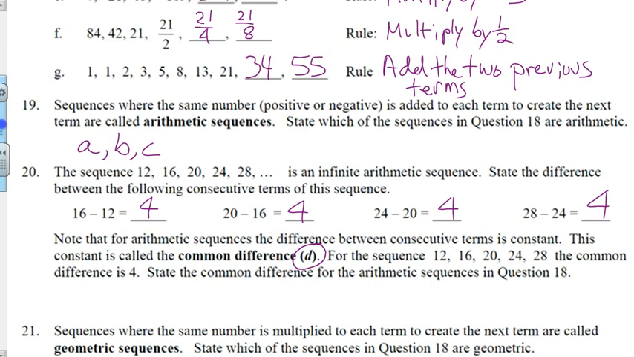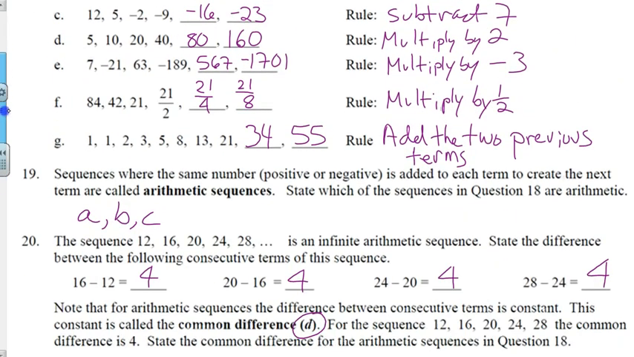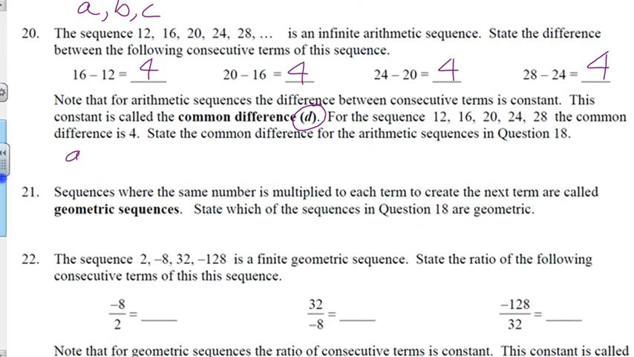State the common difference for the arithmetic sequences in question 18. So what's the common difference for A? What's the common difference for B? And what's the common difference for C? Okay? So if we're adding, the common difference will be positive. If we're subtracting, the common difference will be negative, right?